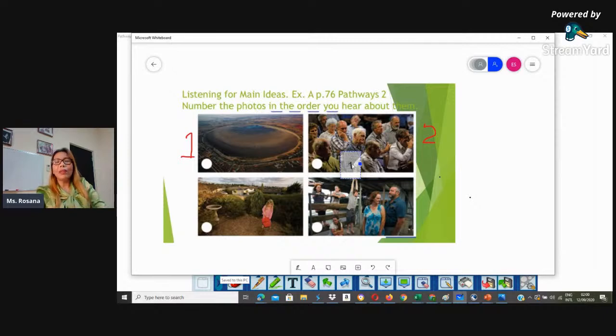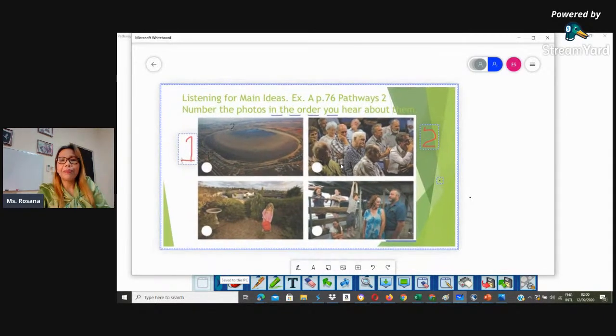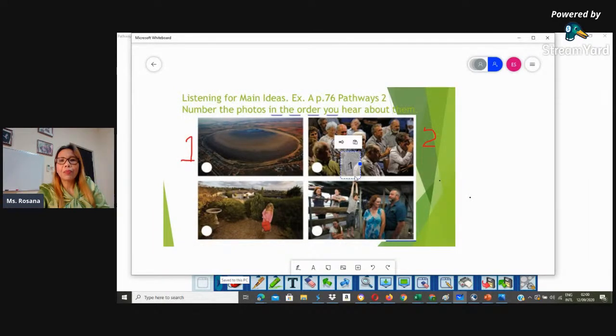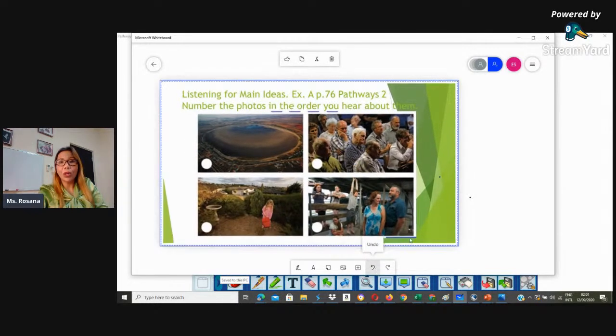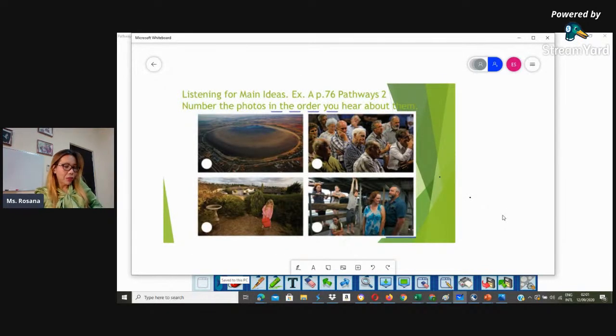So type up 1 and then drag and drop. Drag and drop, place it on the circle, which you think it should belong, all right? So if you think this photo is the first, then type up number 1 there and drag and drop, okay? So that's what you're going to do. And then if your answer is wrong, then just undo, undo, undo, okay? All right, so now I'm going to play the recording. Listen very carefully and number the photos in the order that you hear them.